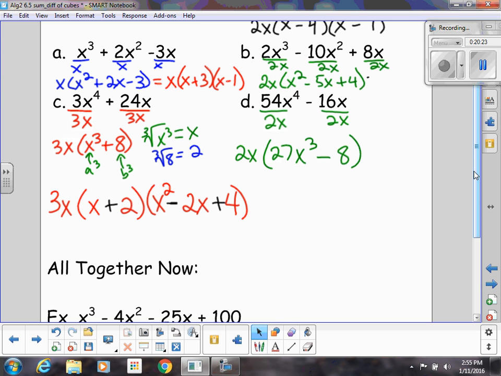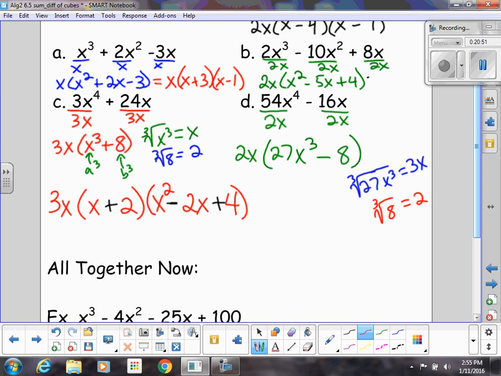Okay, so I only have 2 things in there, and notice that it has a cube on it. So if it has a cube, then we want to see if we can take the cube root of them. So the cube root of 27x cubed. Again, if you don't know the cube root of 27, use your calculator, but that's 3. And then the cube root of x cubed is just x. And then if I do the cube root of 8, remember we said that was 2. Okay? So 3x and 2 are what's going to go in our parentheses into our pattern.